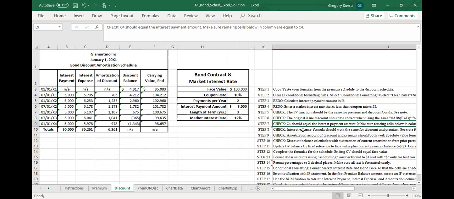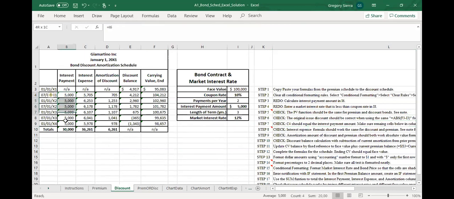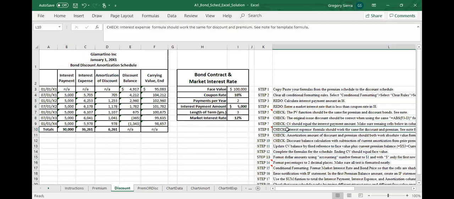We did that. Check 4, C4 should equal the interest payment amount. We got that. Check. Interest expense formula. Check. Amortization of discount and premium should work. Okay, check. Discount balance calculation with subtraction of current amortization from prior. So what that's saying is that this thing should be working. So what is not working?